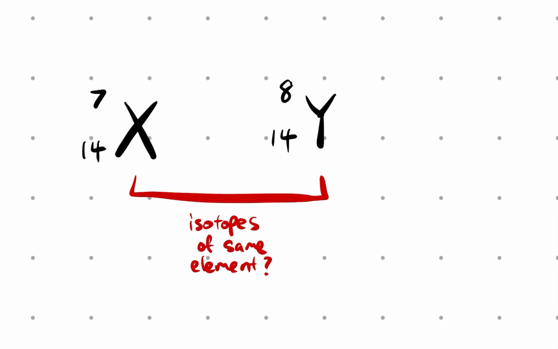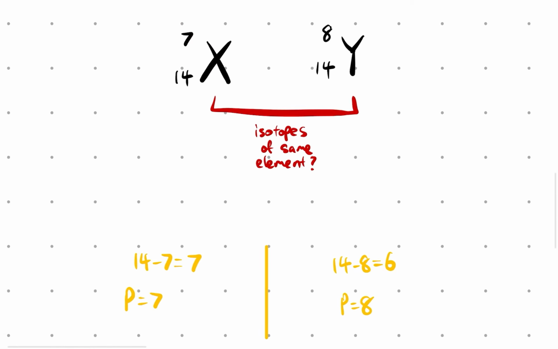Basically, we just have to take the mass number of the element and minus it by the atomic number. So X has 7 neutrons and Y has 6 neutrons. So we have established that X and Y have different amounts of neutrons.